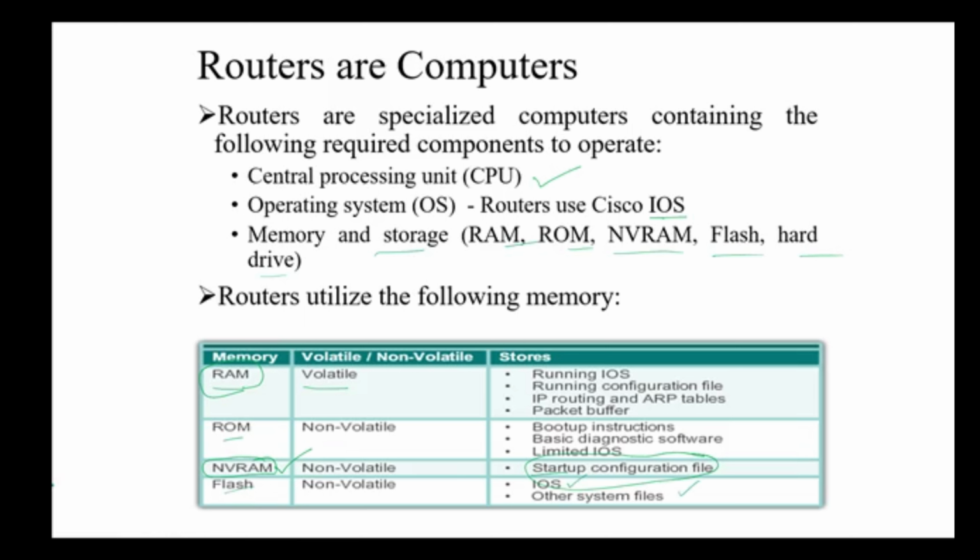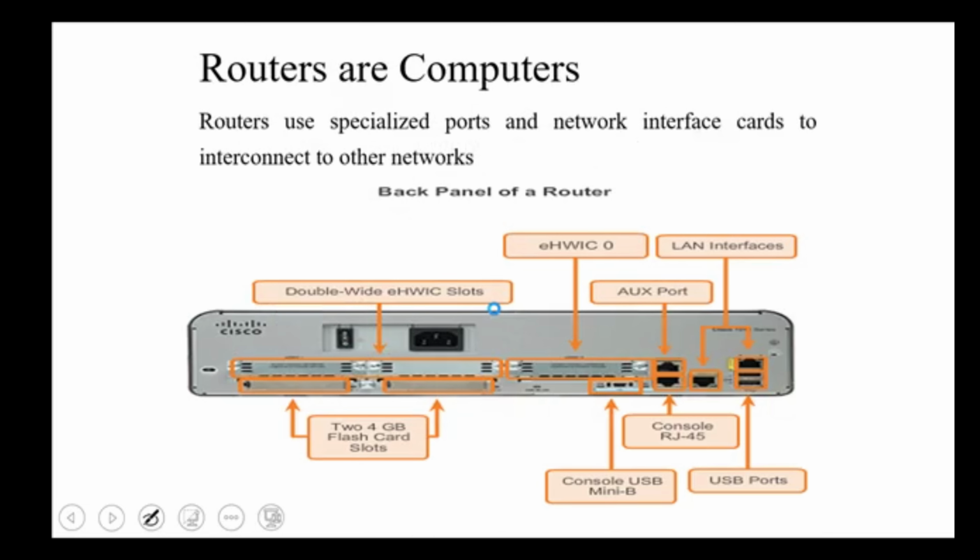Like in a computer we have all these different components like the RAM, ROM, flash, etc. Similarly we have them in the router as well. Again, with a computer we have the keyboard, the mouse, the monitors and other supporting accessories. But a router is primarily used for routing or network purposes, so it has specialized ports and network interface cards to interconnect other networks. It doesn't have the keyboard, the mouse, the monitors and all those things which we use with a computer.